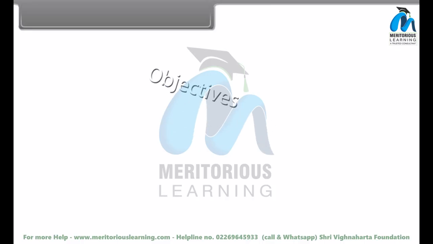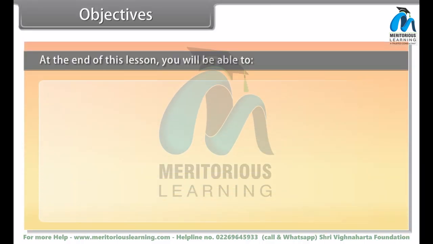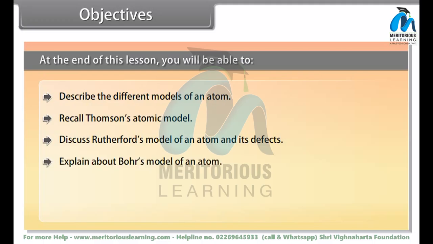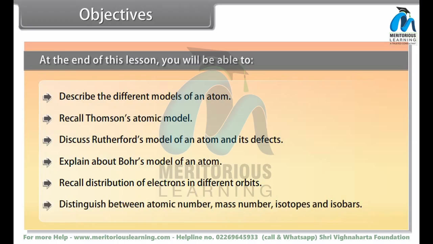Objectives. At the end of this lesson, you'll be able to describe the different models of an atom, recall Thomson's atomic model, discuss Rutherford's model of an atom and its defects, explain about Bohr's model of an atom, recall distribution of electrons in different orbits, distinguish between atomic number, mass number, isotopes and isobars.